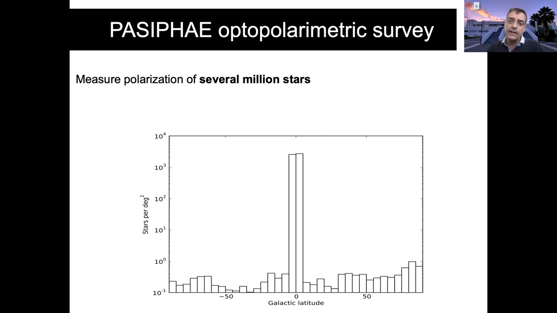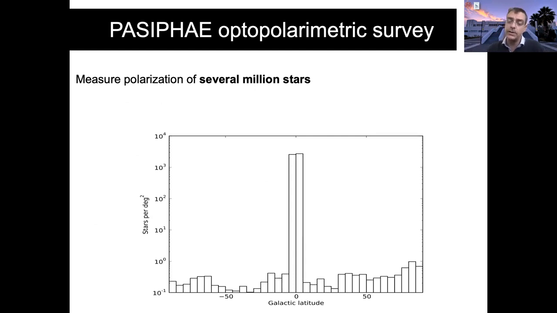PASIPHAE will measure the polarization of several million stars in a part of the sky that is essentially unexplored in optical polarization. I'm showing here the number of stars per square degree with currently measured polarization properties as a function of galactic latitude. The high galactic latitudes, which are of interest to cosmology, have been neglected. And the current state of the art is disheartening at less than 1 star per 3 square degrees, basically.